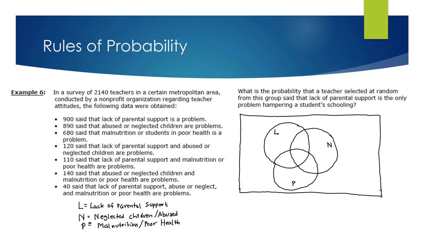I'm going to let L stand for lack of parental support. N is going to stand for neglected children or abused children. So that's the group, neglected and abused. And P is going to be for malnutrition and poor health being issues. And I start my way with the most restrictive out. I know there's 40 people that said that all three of these were problems. So that middle region right there is going to be 40.